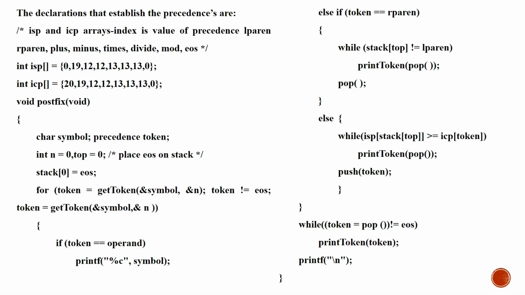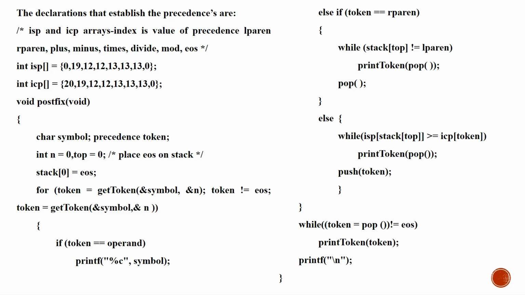If the token is an operand, then no need to check, you directly print it. If the token is a right parenthesis, how long do we have to do this? Till we find the left parenthesis in the stack, you take each one out and print it. Then the left parenthesis is still there in the stack, you pop it out. So this is for the cases of operand and right parenthesis.